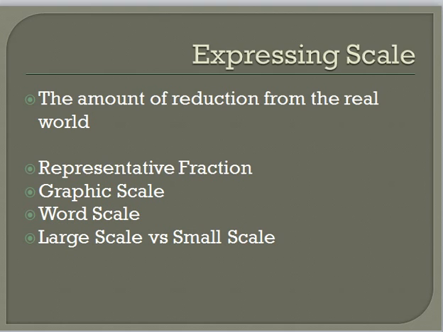So we're going to look at 4 map scale types. The first is the representative fraction, also called the RF, or the ratio scale. A graphic scale, or a bar scale. This is a really common scale that most of you will recognize. The word scale, and then this term of large scale versus small scale.